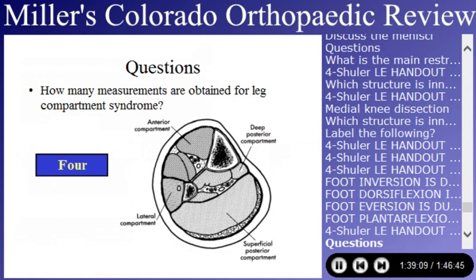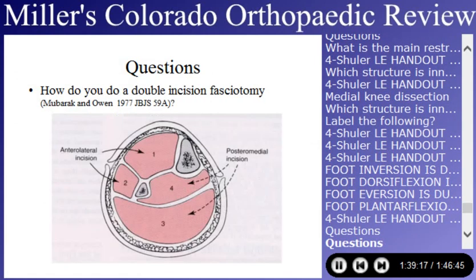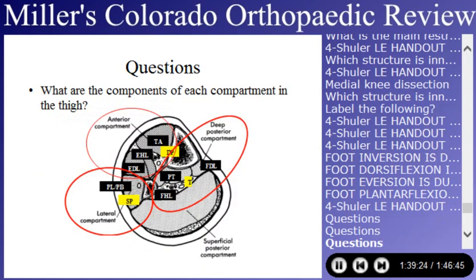Shows here different compartments. Key testable item is knowing what's the most lateral structure, which is the FHL, which we'll go over. Double incision fasciotomy is shown. Release all 4 compartments. Components of each compartment. Anterior, shown here. Don't forget deep peroneal nerve. Lateral compartment, superficial peroneal nerve.